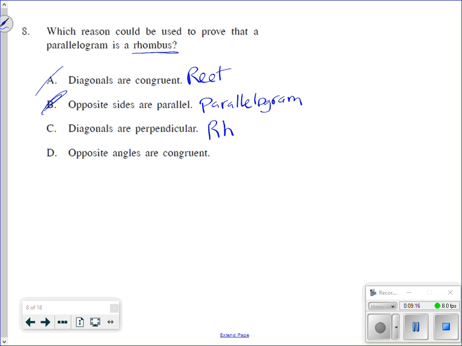Diagonals are perpendicular. That is a rhombus property, so we'll hold on to it for a second. And then opposite angles congruent, that's another parallelogram property that a rhombus will have, but is not specific enough to get us to a rhombus. So the only one that a rhombus has that a parallelogram does not is choice C.